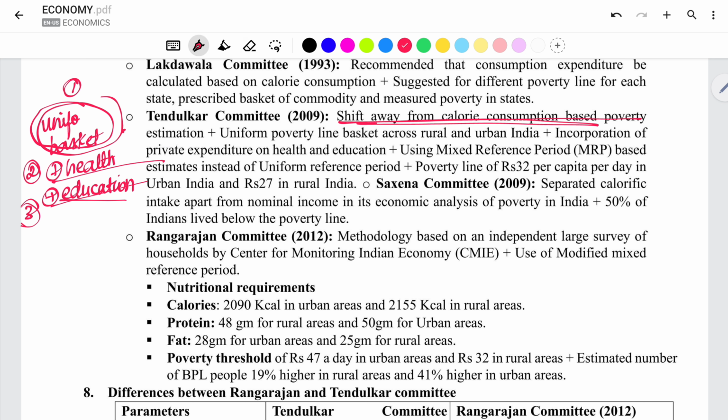Shift away from the calorie consumption based poverty estimation. Uniform poverty line basket across the rural and the urban India. We have a uniform basket across. This is even across the rural and then the urban India. Rural are having a uniform basket and urban are having a uniform basket.